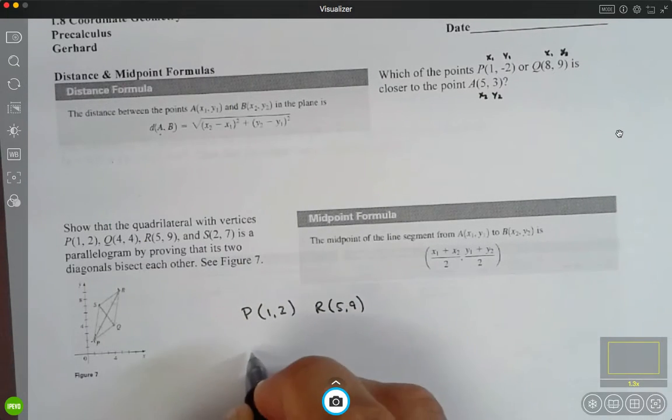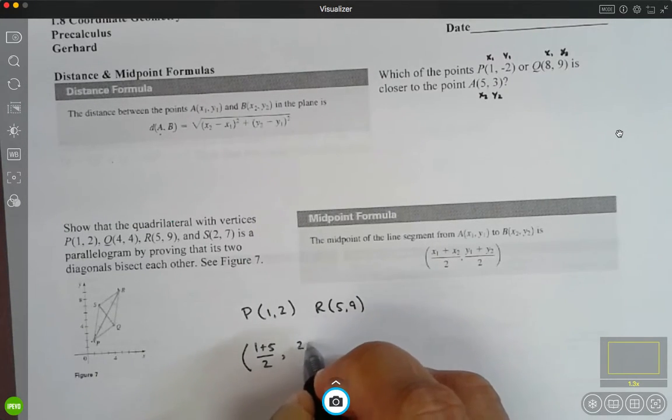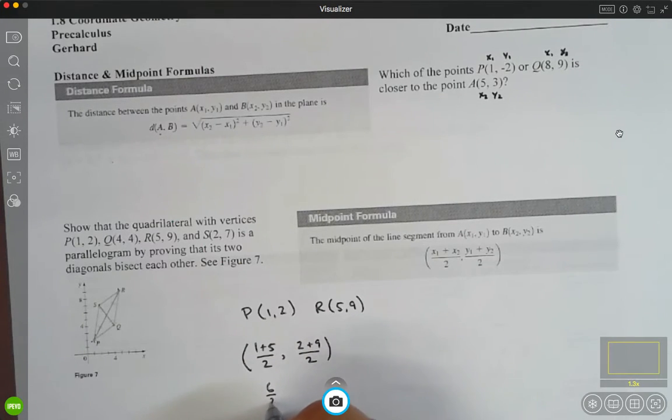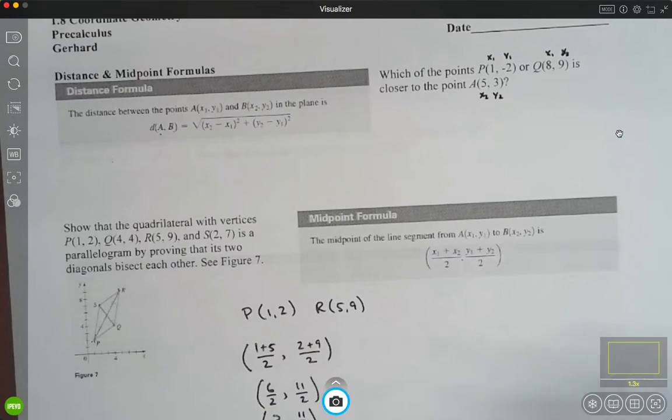So the midpoint is going to be 1 plus 5 over 2 and 2 plus 9 over 2, which is going to be 6 over 2 and 11 over 2. So that's 3 and 11 halves. We'll just leave it as that. You could also write it as 5.5.